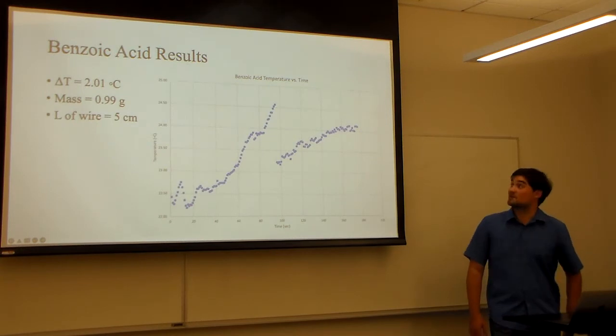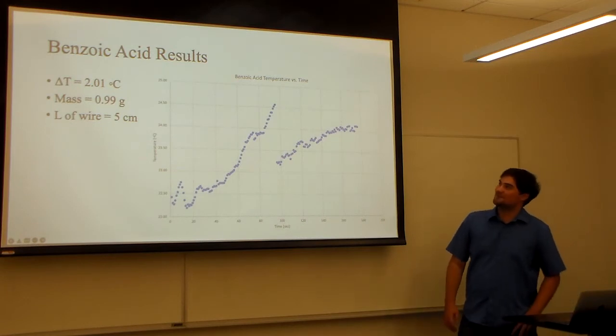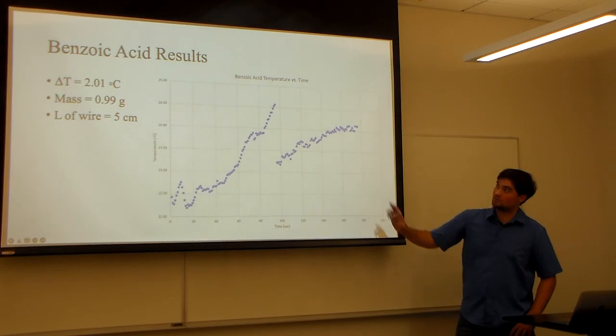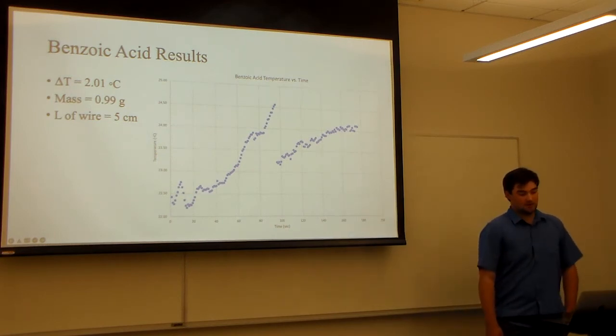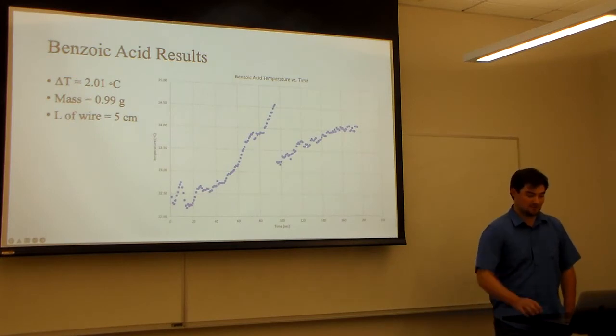So for benzoic acid, this was our results. As you can see, it's not very continuous, but for the sake of my calculations, I used that first portion, which gave us a delta T of a little over 2 degrees Celsius. The mass of the benzoic acid sample was 0.99 grams, and the length of the wire left over after the experiment was 5 centimeters.